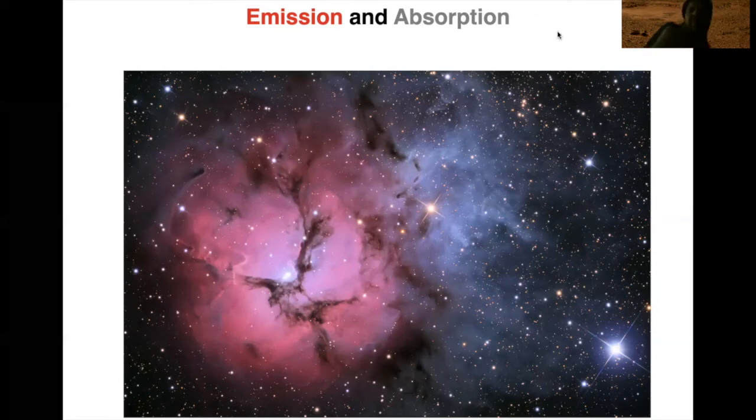We studied the process of emission, absorption, and scattering. Let's look at an example in nebulae. So this is the Trifid Nebula. You see here different types of nebulae. You see this red one, which is an emission nebula. You see the blue one, which is a reflection nebula, basically dominated by scattering. And the absorption dark lanes here, where you have dust absorbing the light from behind.